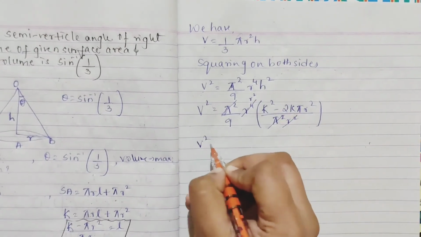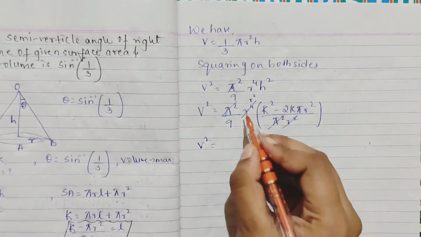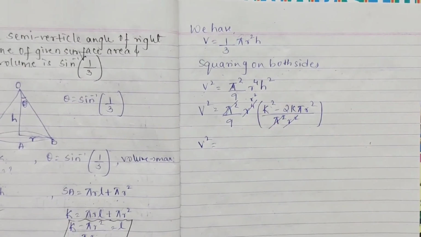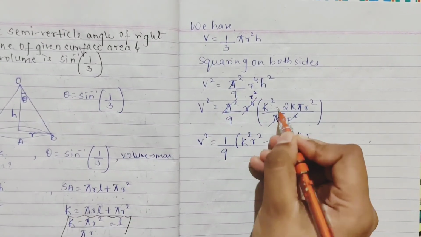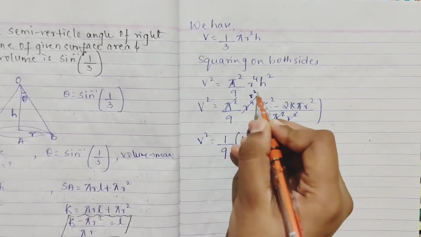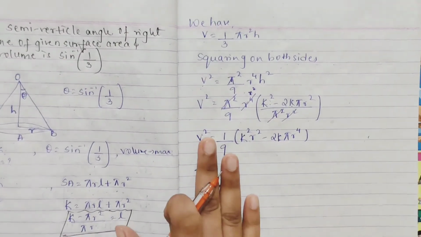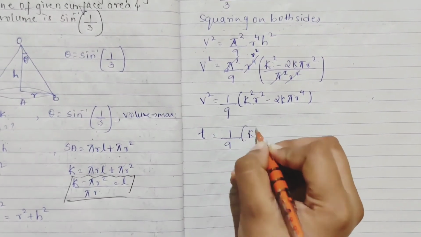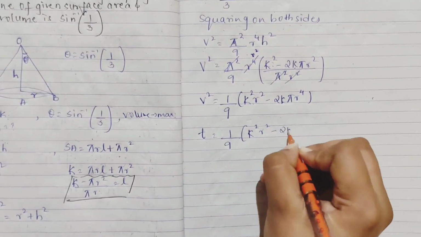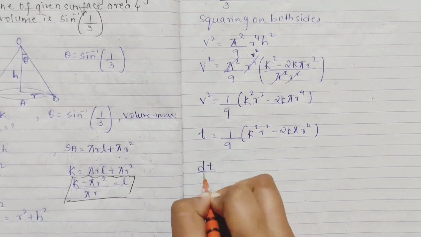So you have v² equal to r², and into this you can multiply your r². So you have multiplied here, r² remains, right? So r² into (k² − 2kπr⁴). See, this v² we can take whole as t only. It will be easy because we have to differentiate it, right? So 1/9 you have (k²r² − 2kπr⁴), because you have to differentiate it.